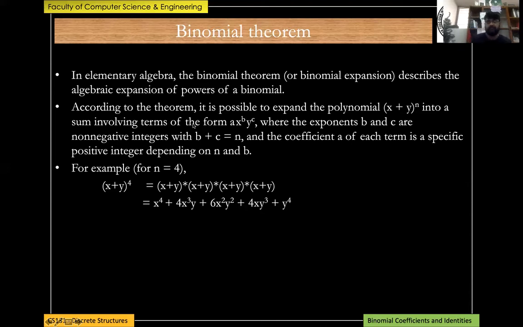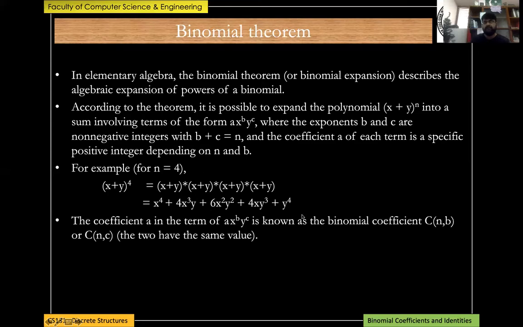The second property one may note is that the power of x is continuously decreasing. So for example, here it's 4, 3, 2, 1, 0. The power of y is continuously increasing, 0, 1, 2, 3, 4. And then of course we'll talk about how the coefficient is being computed. The coefficient in this case is always computed by the formula C(n, b). It just uses the combination formula.